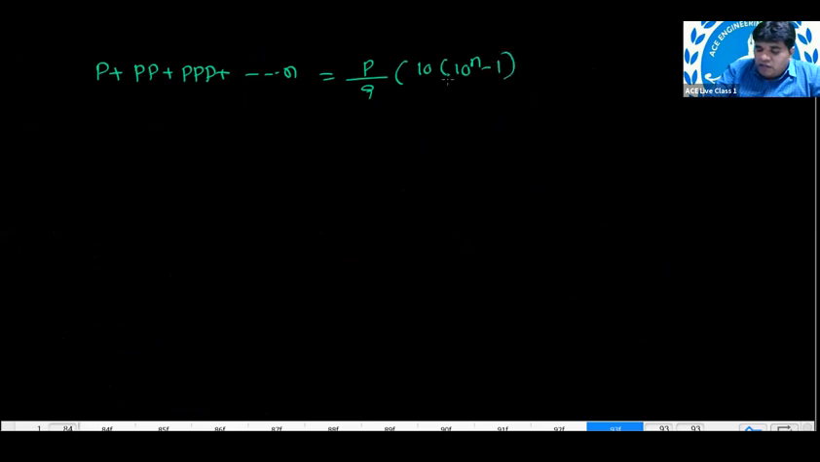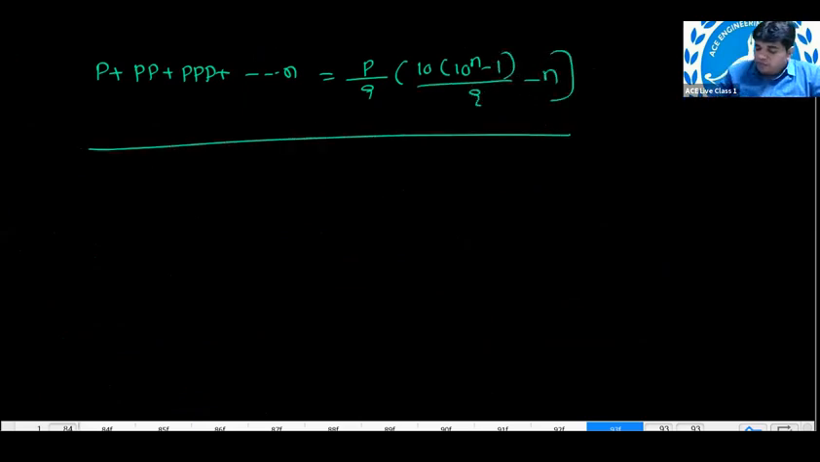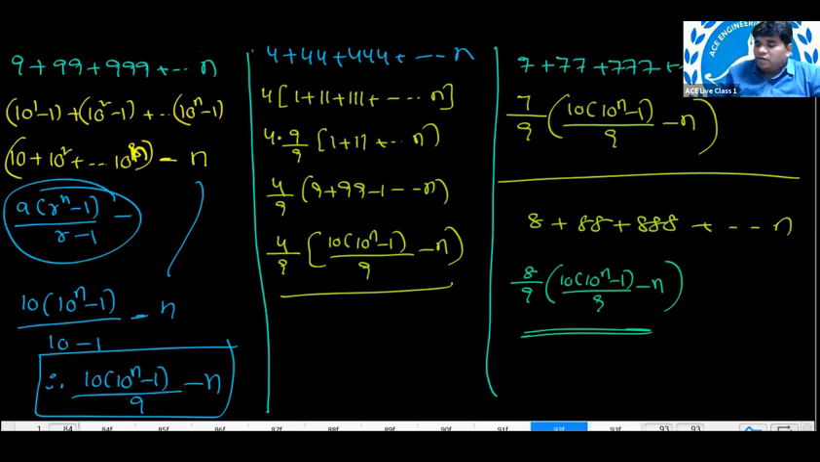Okay, friends. Now confirmation: P plus PP plus PPP up to n terms. Then the answer is P by 9 into 10 into (10 power n minus 1) upon 9 minus n. Okay, confirmation.